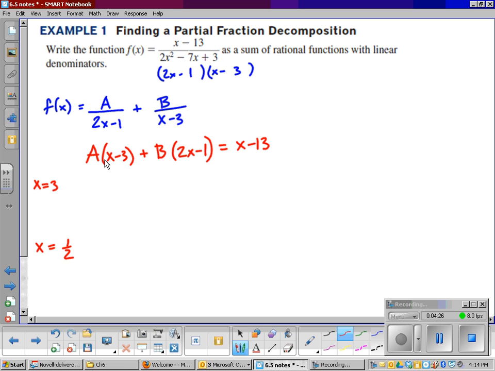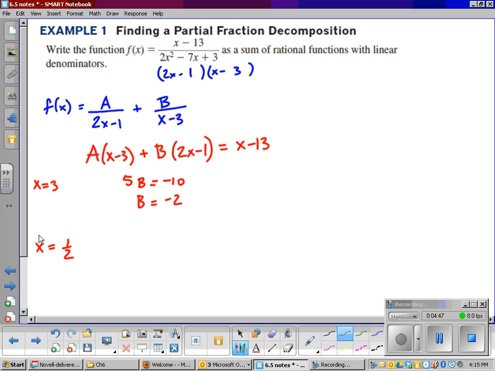If x is 3, then that's going to zero out, and I get B times 6 minus 1, just substituting a 3 for the x. So 6 minus 1 is 5. I have 5B is equal to, don't forget to let x be 3 over here as well. So 3 minus 13 is negative 10. That means that B is equal to negative 2.